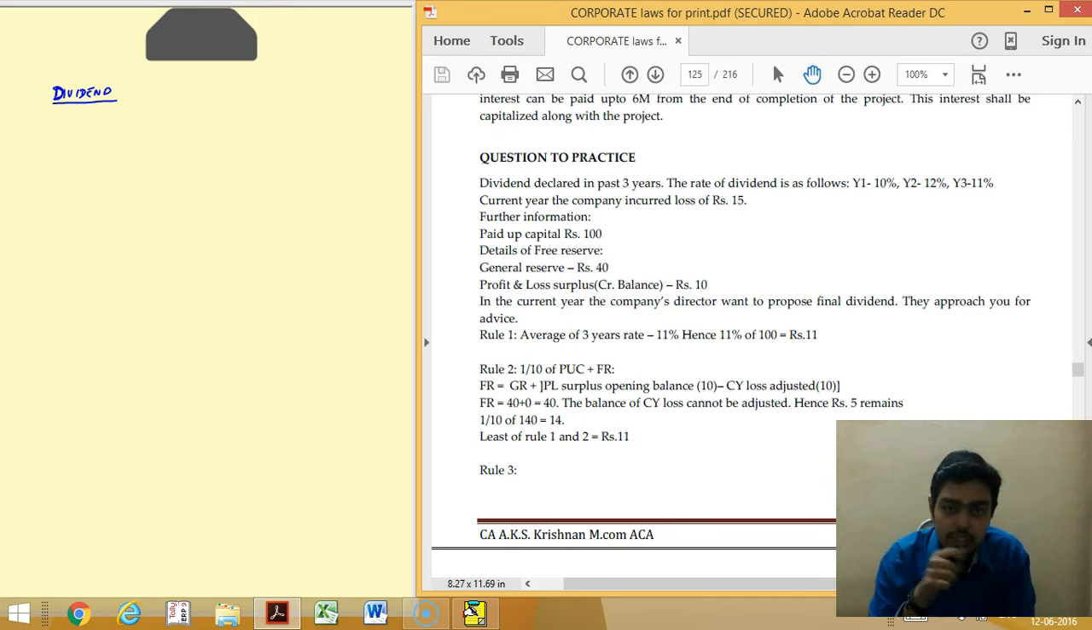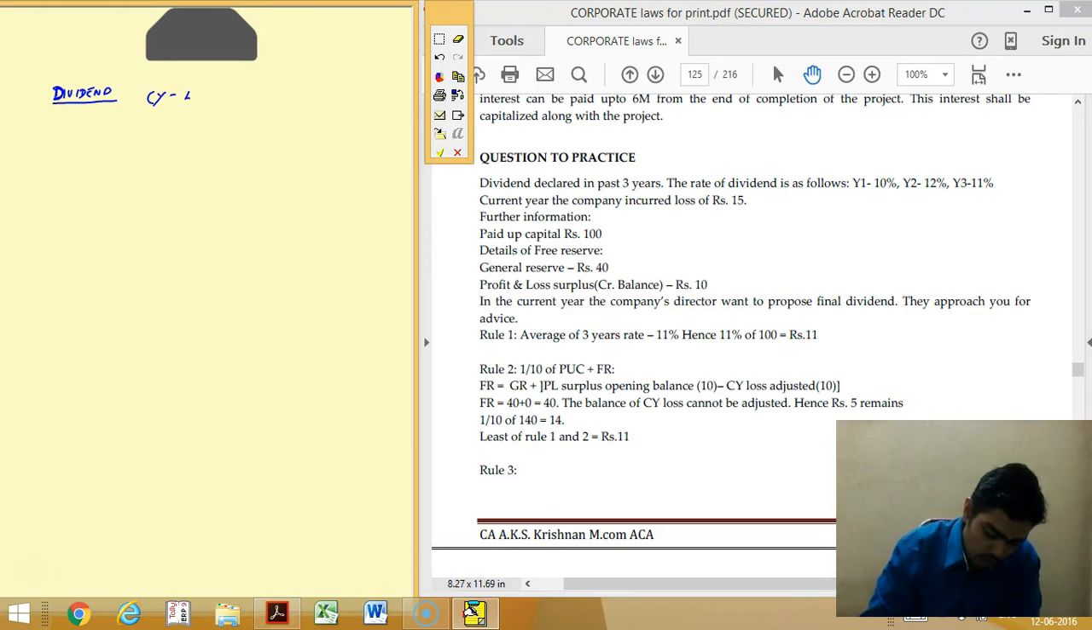Further information: paid up capital 100, details of free reserves, that is general reserve is 40, P&L surplus, that is P&L credit balance is 10. In the current year the company's director wants to propose final dividend. They approach your advice. See, current year the company incurred loss, so dividend can be declared either by P&L surplus or reserve.